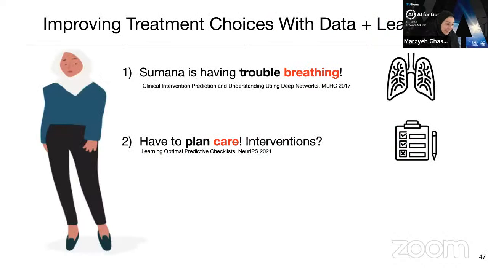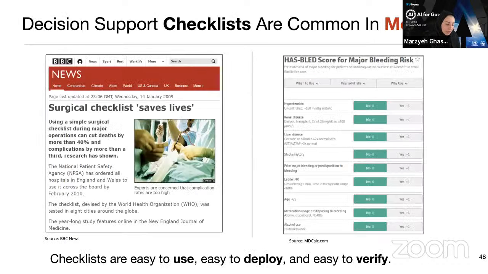So now that I've scared you a little bit, what are some of the directions that we can go in? Let's say that we want to continue to plan care, but we want to do it responsibly. And we don't want to just train a really fancy neural network and then have to explain it. We want to train something that you can use in its original form. And so one thing we might try to do is train a decision support checklist. And these are really popular in medicine. There's lots of them, more than I can enumerate. And that's because a checklist is really easy to use, deploy, and verify.